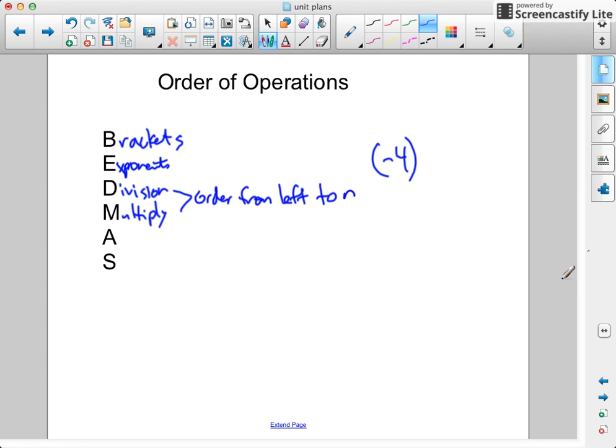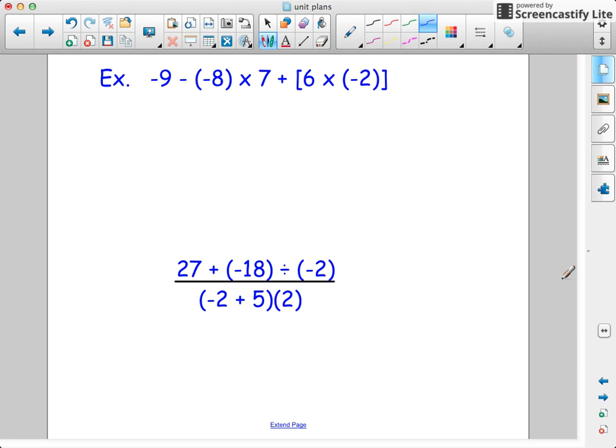So it depends on the question. It's not always the same way. And then A is add, S is subtract. And those are the same way. They come in order from left to right. Okay, so add does not always come before subtract. It depends what comes first in the question. So let's just do some examples.